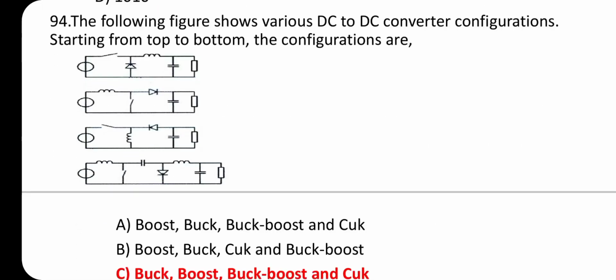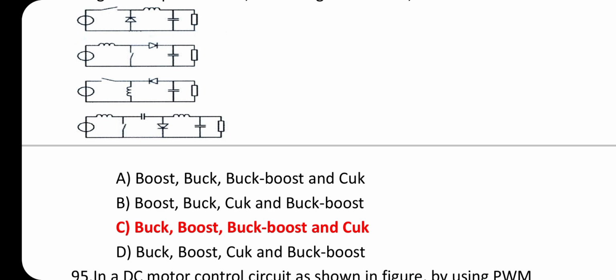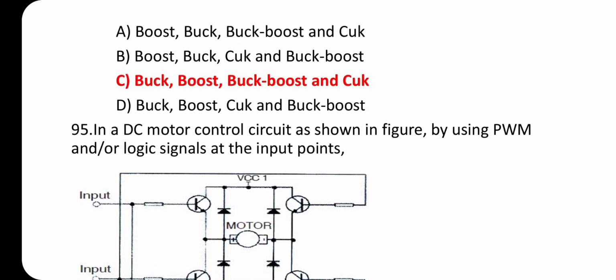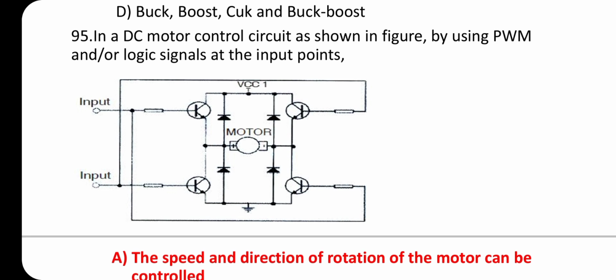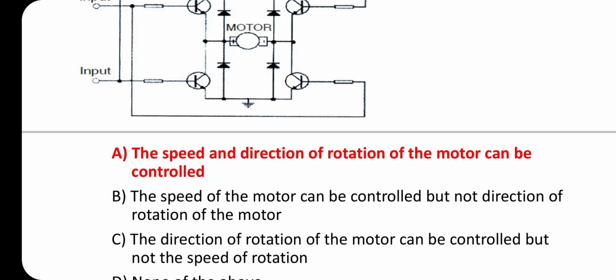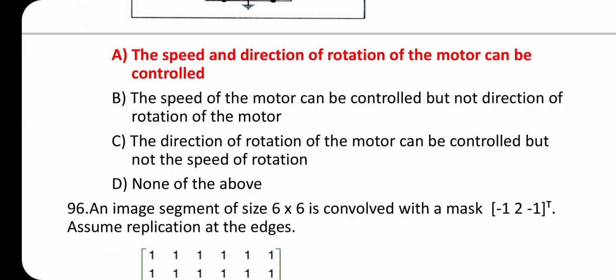The following figure shows various DC to DC converter configurations starting from top to bottom. The configurations are option C, buck, boost and Cuk. In a DC motor control circuit as shown in figure, by using PWM and OR logic signal at the input points, option A, the speed and direction of rotation of the motor can be controlled.